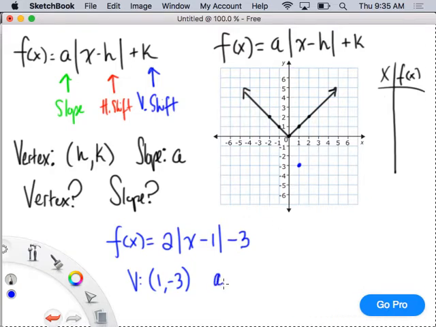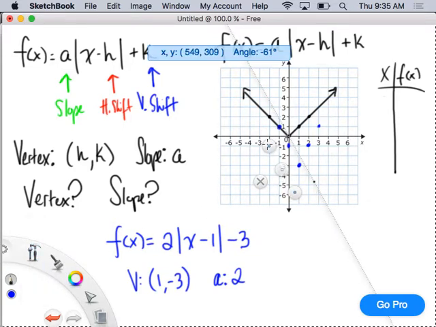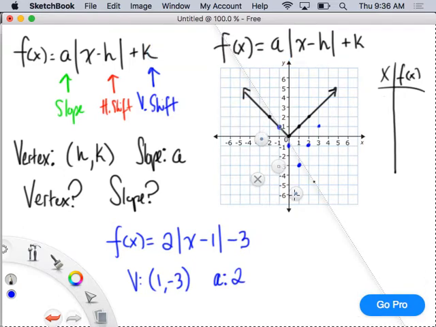And what's my slope? 2. So I've got my vertex, and I go over 1, up 2. Over 1, up 2. I'm sorry, I messed this point up. Once I've got that, I can go ahead and plot my function quite easily.